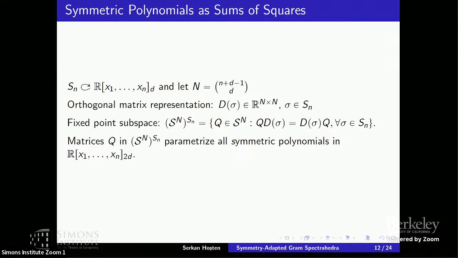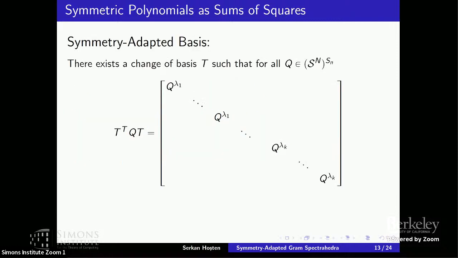So why would you do that? Well, it turns out that these kind of matrices in the fixed point subspace represent all symmetric polynomials. You remember every polynomial can be represented by a symmetric matrix. If the polynomial is symmetric, there's always a Q from this fixed point subspace. Right? Great. So now comes an interesting thing that you would expect from representation theory.